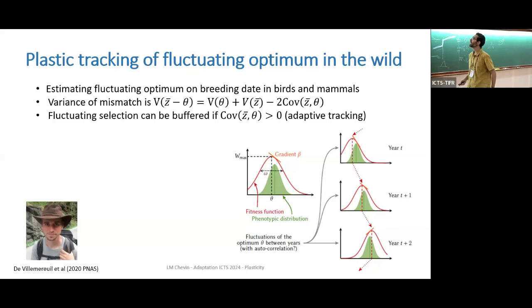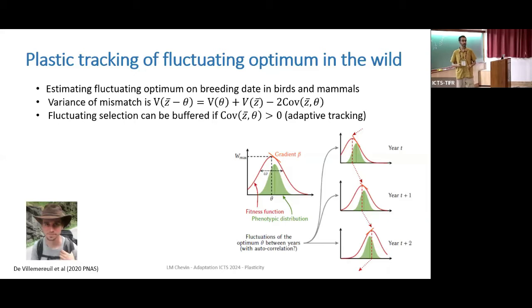The variance of this mismatch with the optimum is simply the variance of the optimum plus the variance of the mean phenotype over time, minus twice their covariance. This is just the variance of a difference. This says that the variance of mismatch could be buffered if this covariance is positive, which means there's adaptive tracking of the optimum. If it's negative, when the optimum is going one way, the phenotype is going the other way. But if it's positive, there's some tracking going on.